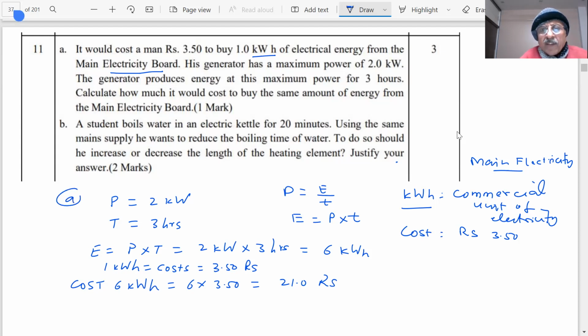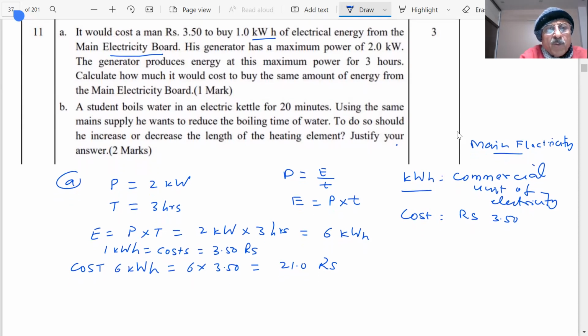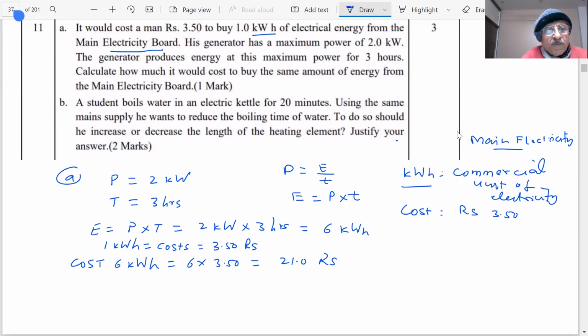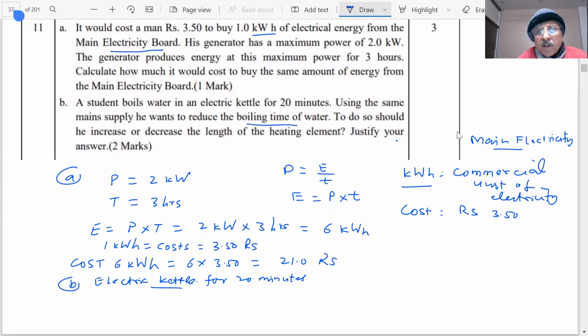Question B, let us see what he is talking about. In question B, he says a student boils water in an electric kettle. You are aware of the electric kettle you are using at home. What do you do? Electric kettle में पानी उबालते हैं for 20 minutes. Using the same means, he wants to reduce the boiling time for water.